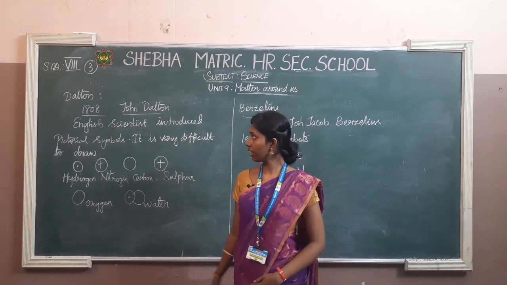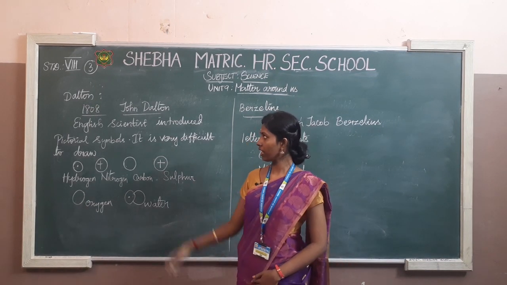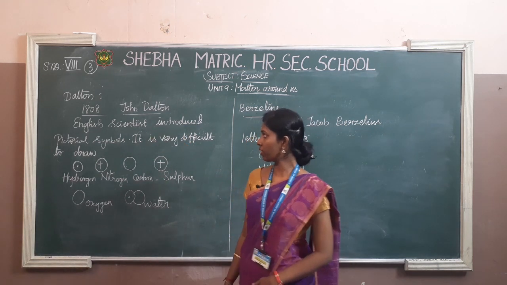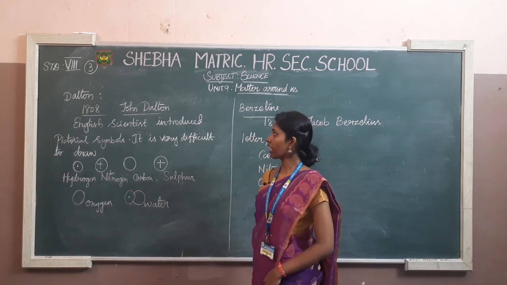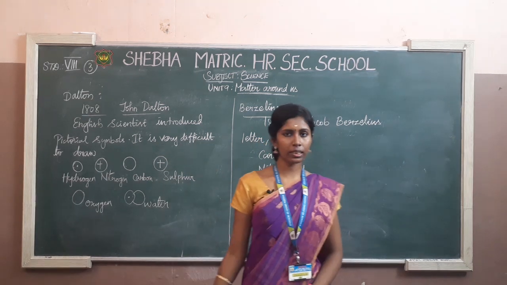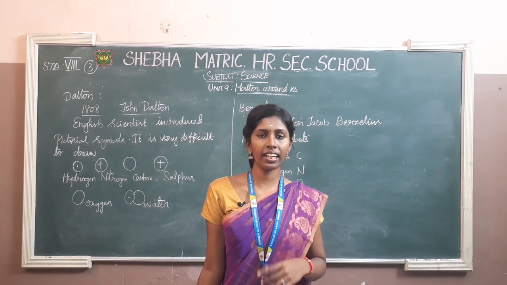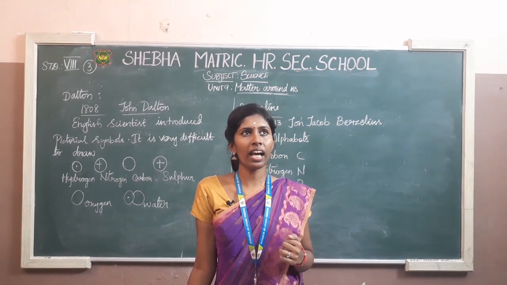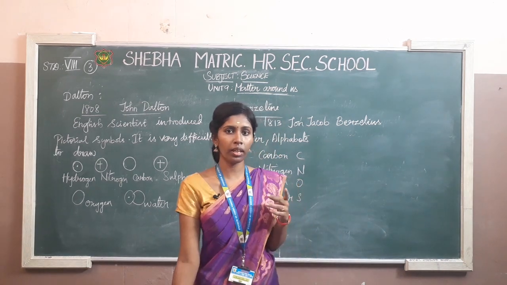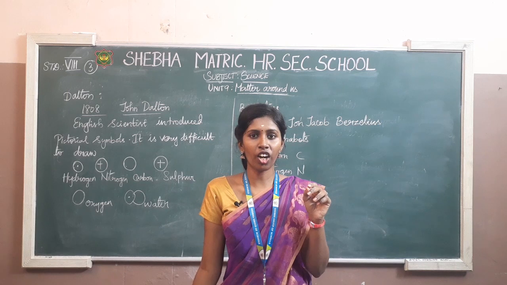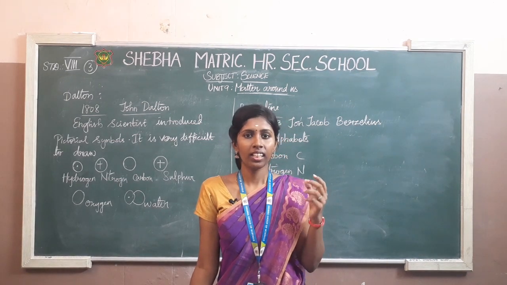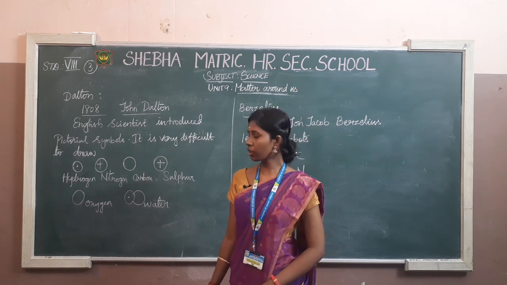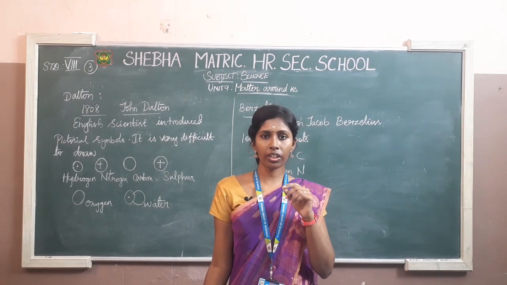Now next one is the Dalton symbols. It was introduced by John Dalton, a scientist, in 1808. The English scientist introduced pictorial symbols. For example, many diagrams, like pie charts, pictorial charts and bar charts, are related to this. It's a pictorial symbol, and this symbol is very difficult to draw.